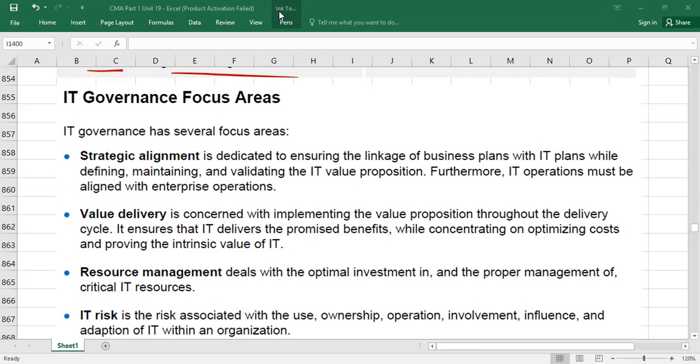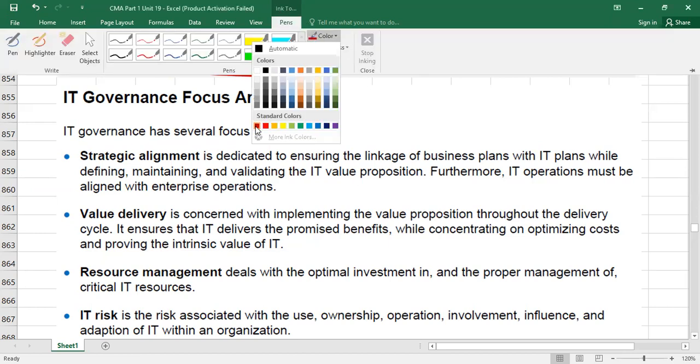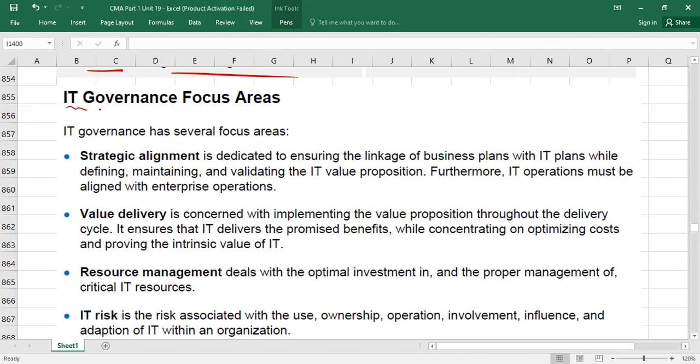Now, guys, we are going to discuss a small topic called IT governance focus area. Being, for example, top management, on which areas of IT do you need to focus? That is called IT governance focus area. Let's review the board of directors. First of all, IT governance has several focus areas, and being a board of director, you have to monitor all these things.